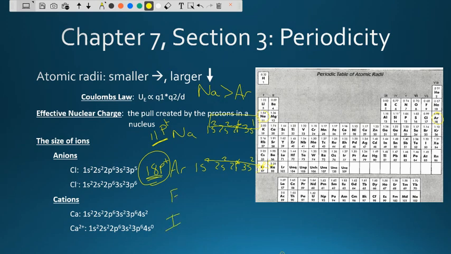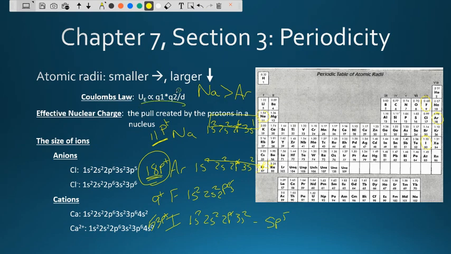Okay, so my fluorine is right here, my iodine is right here. All right, 1s2, 2s2, 2p5, and then 1s2, 2s2, 2p6, 3s2. You get the idea, all the way up to 5p5. Okay. So there's going to be 53 total protons versus 9 total protons. Okay, taking a look at those, plug the numbers in.